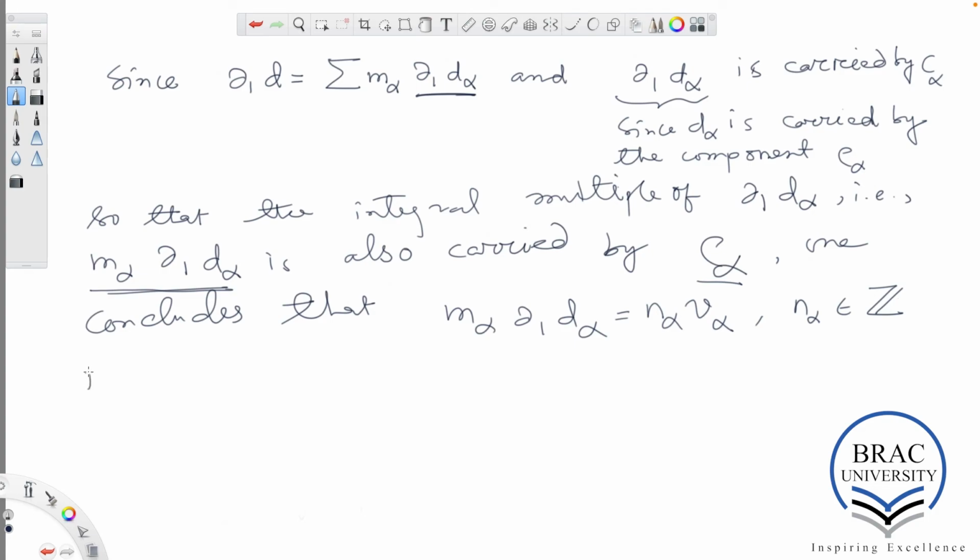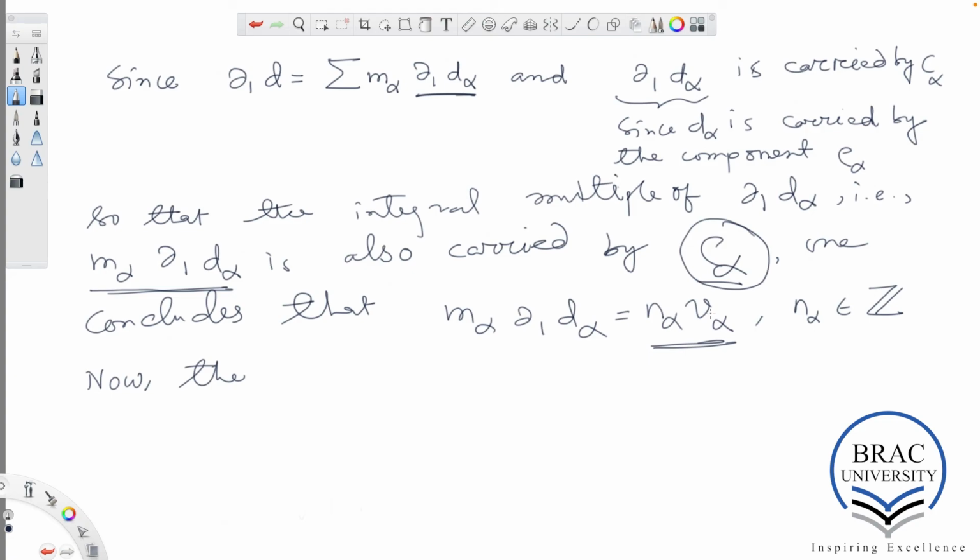Now the claim is that, because we are lying entirely in this component C alpha, it has to be n alpha v alpha. It's not a linear combination of zero chains that I was thinking, because we are entirely constrained to lie in that component C alpha. It has to be an integral multiple of V alpha. There is no other option.